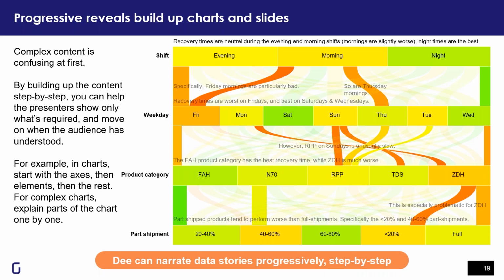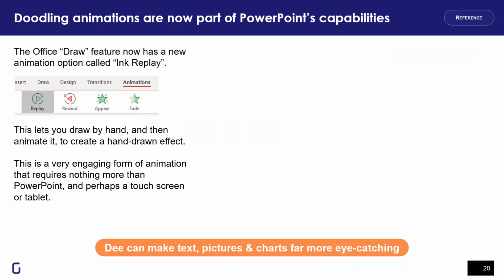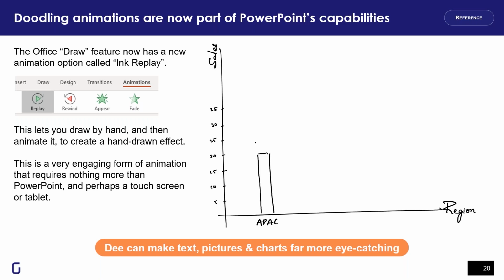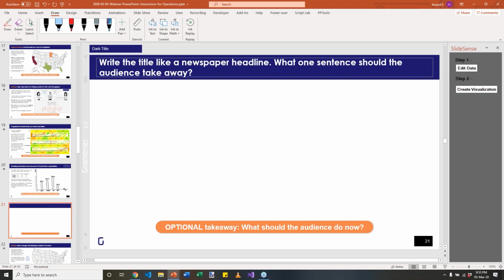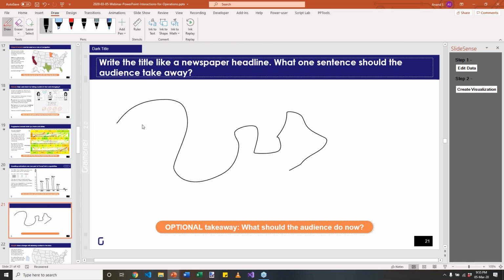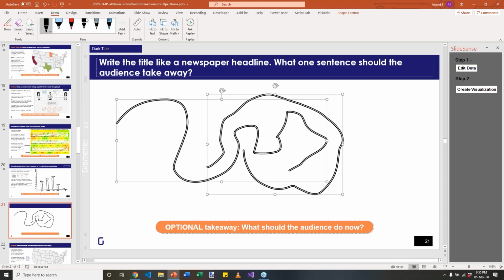In charts, the standard practice is to start with the axes, explain the elements, and then move on to the rest. Doodling is also now possible as part of PowerPoint's new capabilities. You can literally draw on a tablet and save that as drawing ink and create these kinds of doodlings. How does one do that? Well, there's a draw feature where I can draw pretty much anything and any number of things as well. And when we do this, these are stored as something called ink.